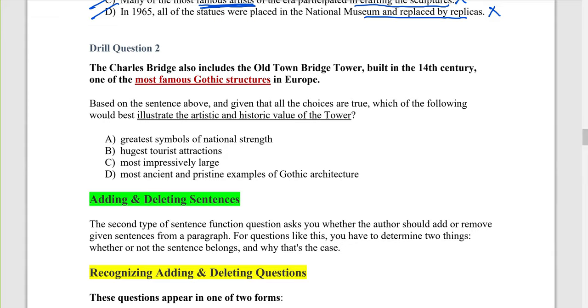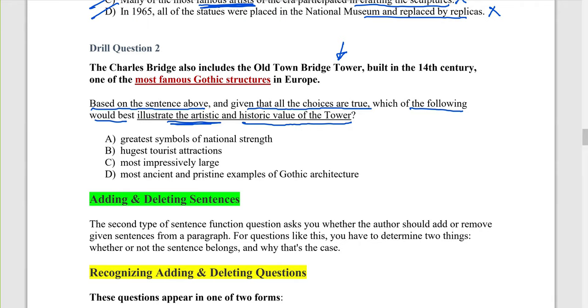The question is, based on the sentence above, and given that all the choices are true, let us just put this in mind, all the choices are true. Which of the following would best illustrate the artistic, and I underlined it, the artistic and historic value of the tower? I need an answer choice that illustrates the artistic and historic value of the tower. Waiting, just read it again, please.